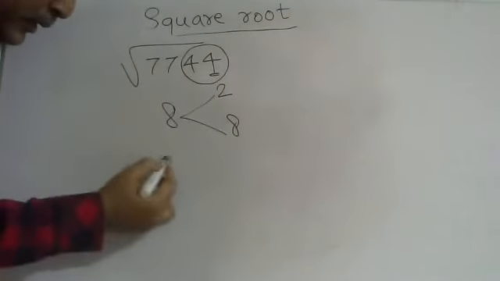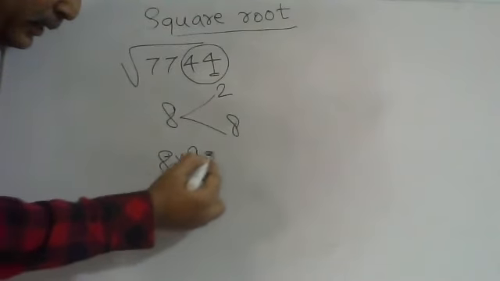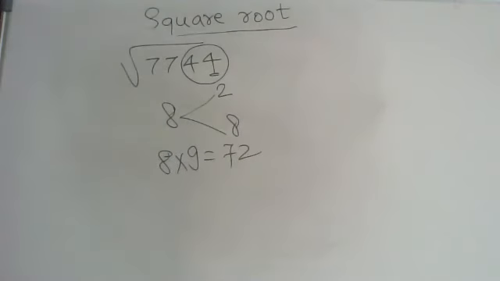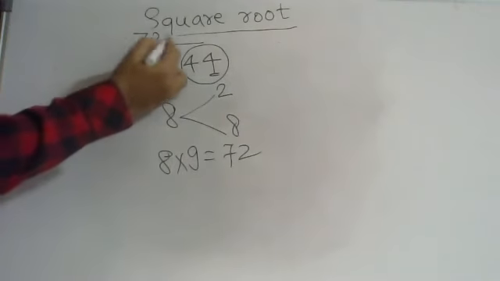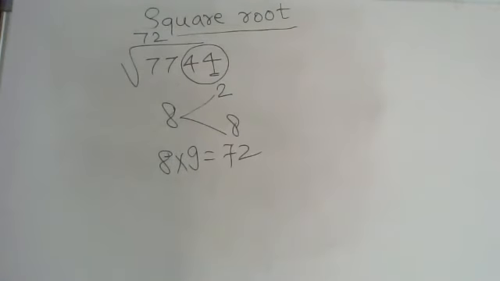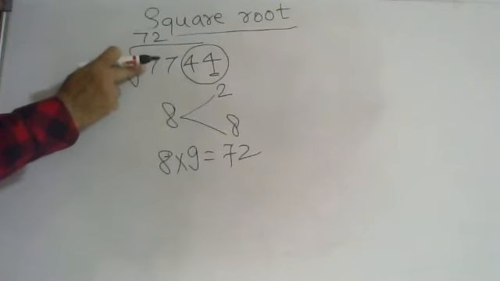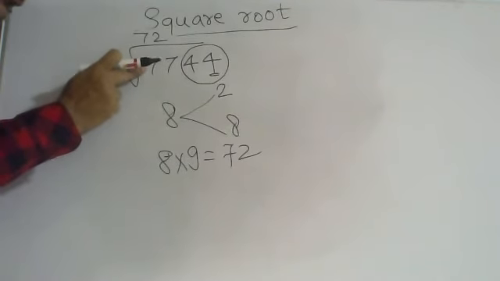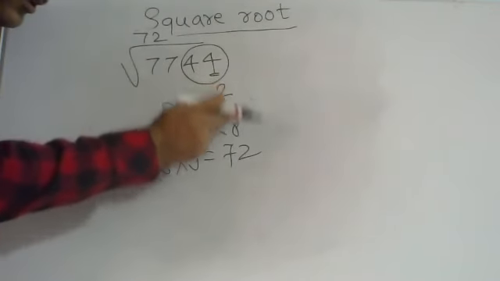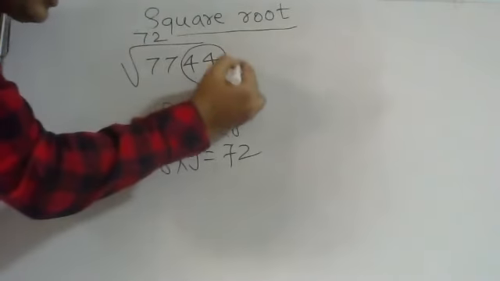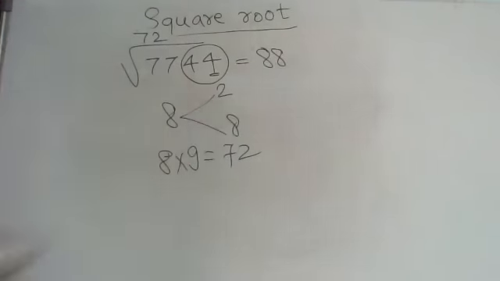Next number of 8 is 9. So 8 into 9 is 72. Our number is bigger than 72. Think about this number, 77. This is bigger number. Choose the bigger number, that is 8. Your answer is 88.